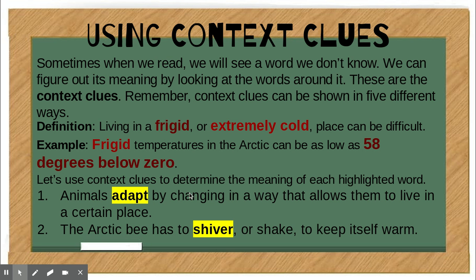Now let's use context clues to determine the meaning of these highlighted words. It says animals adapt by changing in a way that allows them to live in a certain place. Adapt. The context clues are animals, changing, allows to live in a certain place. So that means adapt means to change, to fit the situation.